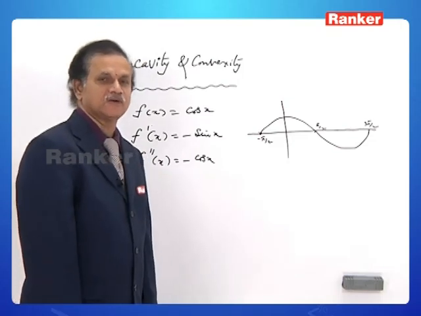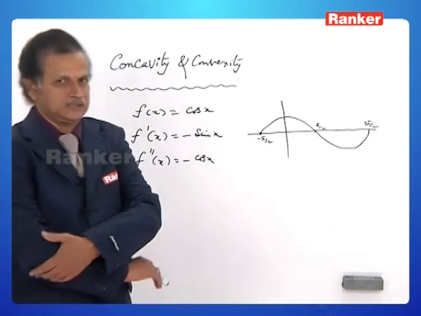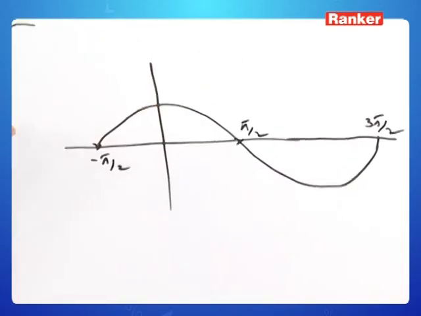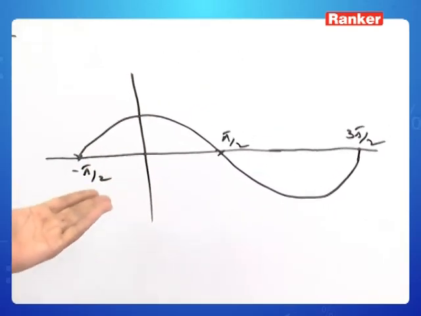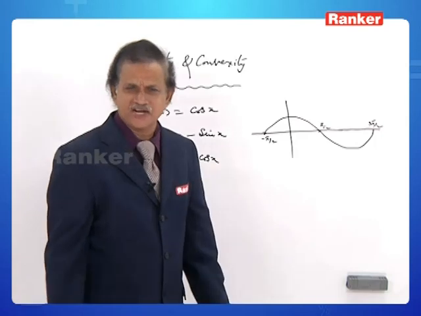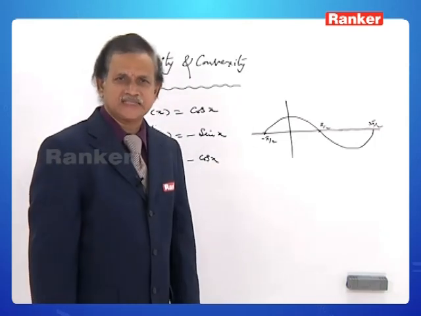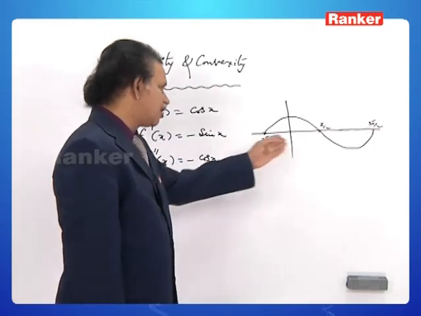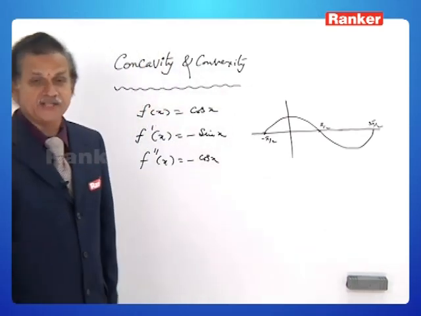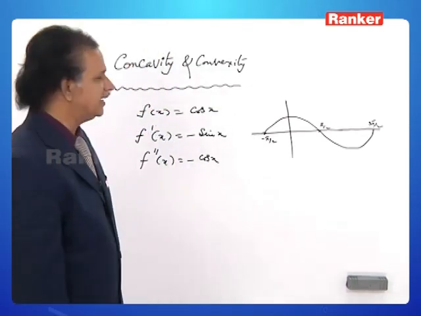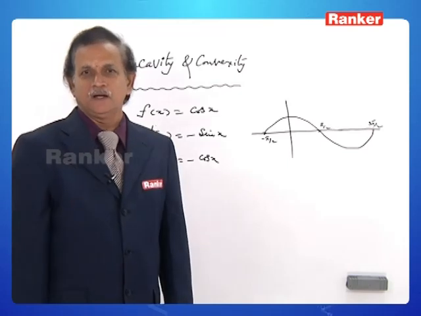Therefore, f of x equal to cos x must be convex in the interval minus pi by 2 to pi by 2, and it will be easy to look at. We can confirm that by just looking at the graph. It is convex in the interval minus pi by 2 to pi by 2.